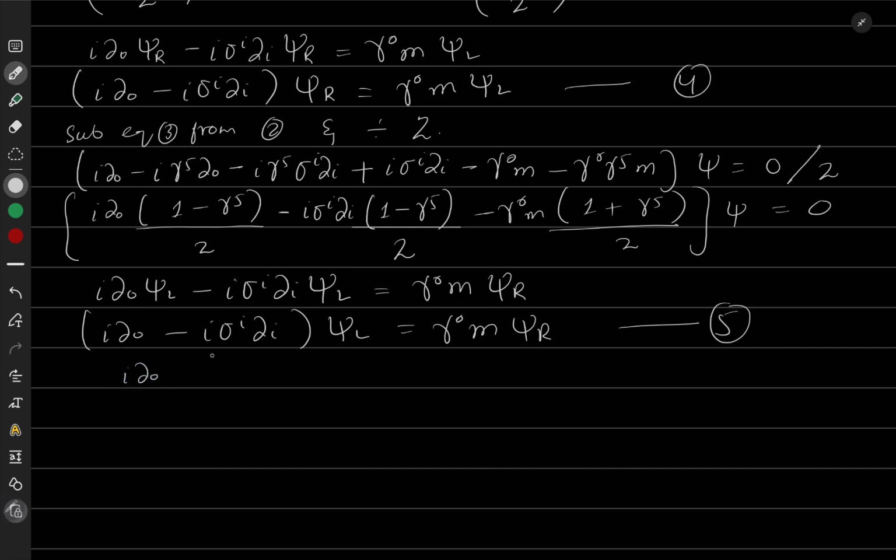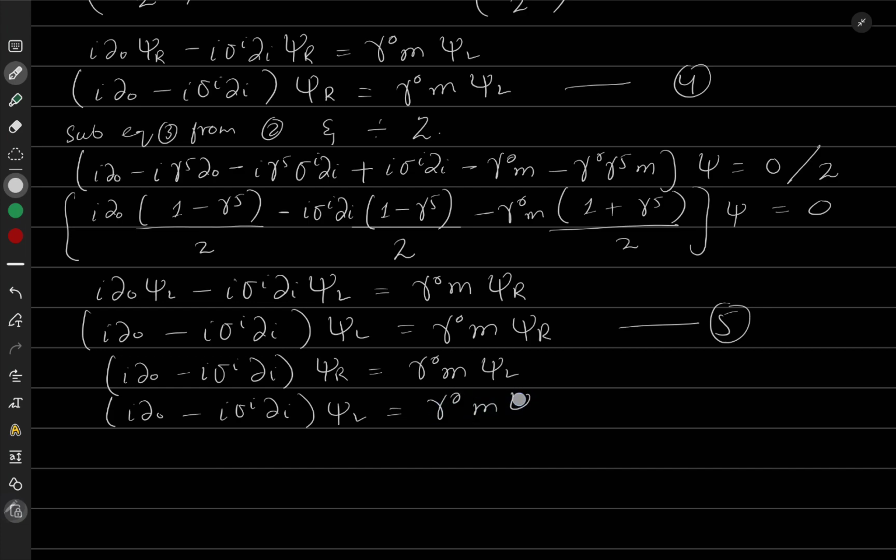So iota d0 minus iota sigma I di psi R is equal to gamma 0 m psi L. And equation number 5, this is 4. And let me write it with a different color in the next point because that will be the conclusion. Gamma 0 m psi R.